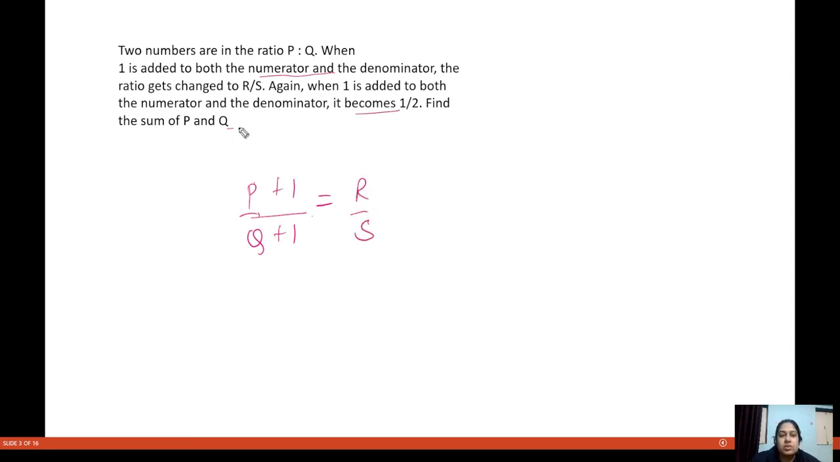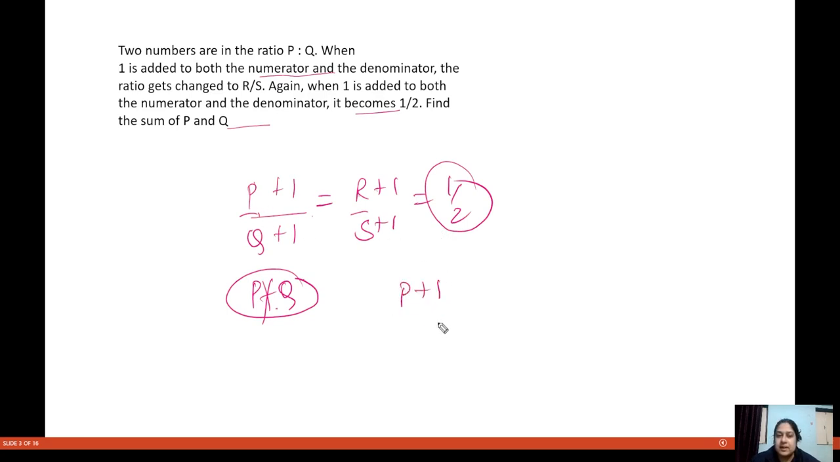All right. Now, when 1 is added to P and Q, it becomes R by S. When 1 is added to R and S, then it becomes 1 by 2. So what this means is that P plus 2 divided by Q plus 2 is equal to 1 by 2.